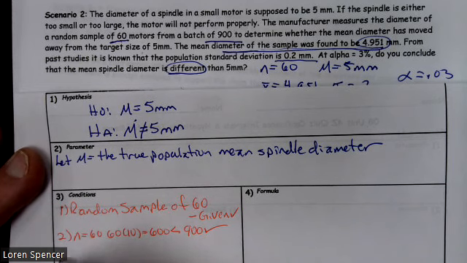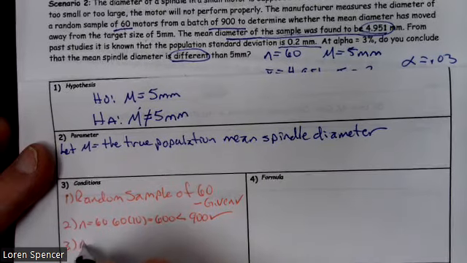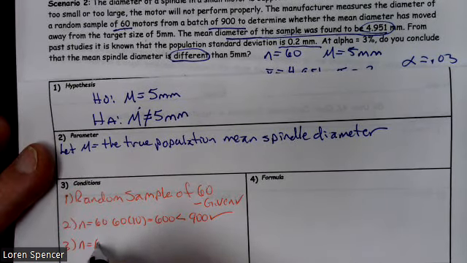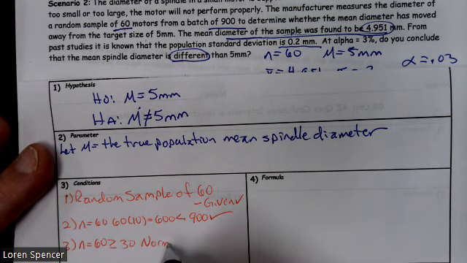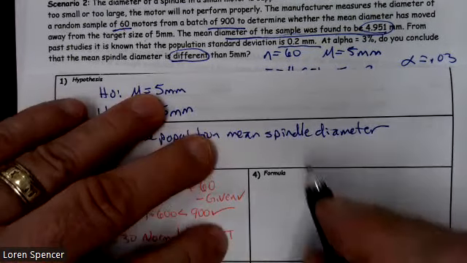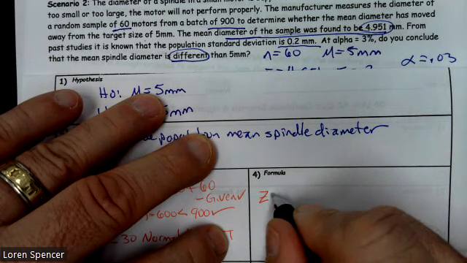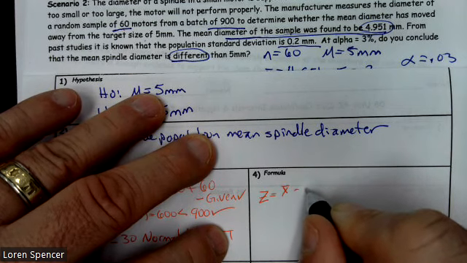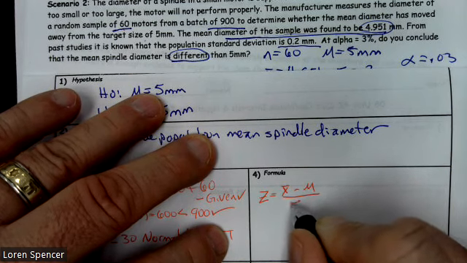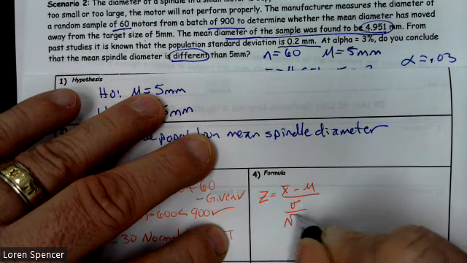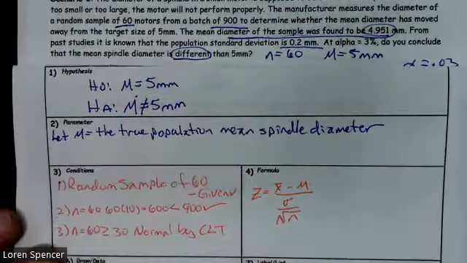Number 3 is normality. They didn't tell us it was normal, but we can know it's normal by the central limit theorem. n equals 60, that's greater than or equal to 30. Normal by CLT. Our formula is going to be z equals x bar minus the mean, over the standard deviation divided by the square root of n. That's what we're going to be plugging into.